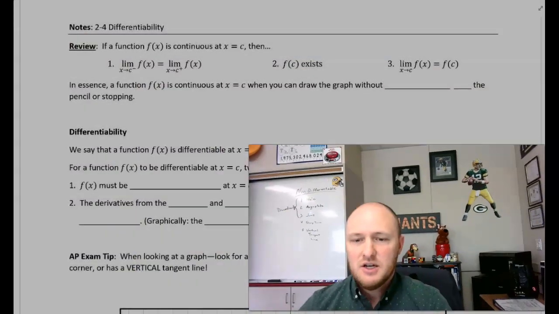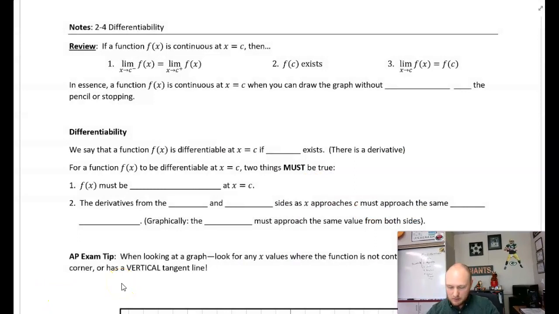This is 2-4 and we are going to talk about differentiability. When can we go ahead and differentiate or find the derivative of a function? Alright, so let's go ahead and do some recap. The first thing that we're going to talk about is continuity.